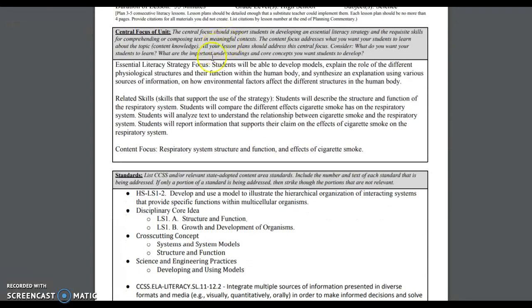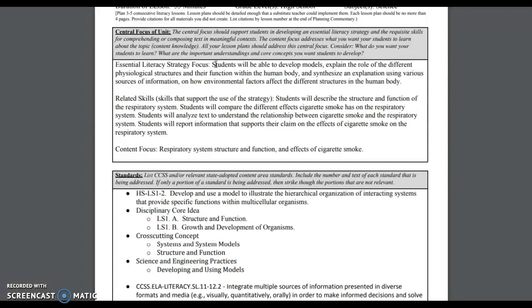So first, the essential literacy strategy focus. Students will be able to develop models, which is something they'll be doing in this activity. They're going to explain the roles of the different physiological structures and their function within the human body, something that they should have already done in previous activities, and synthesize an explanation using various sources of information about how the environment can affect different structures in the human body, which is kind of what we're doing in this lesson.